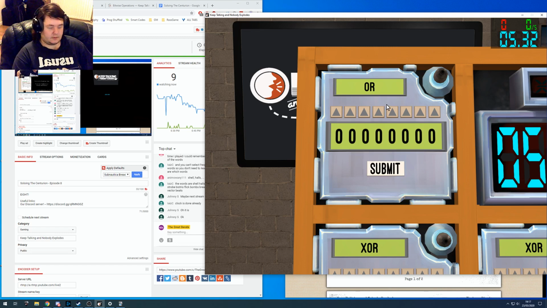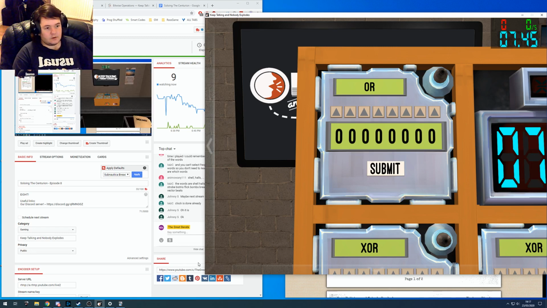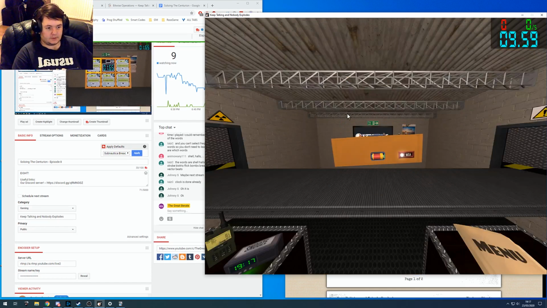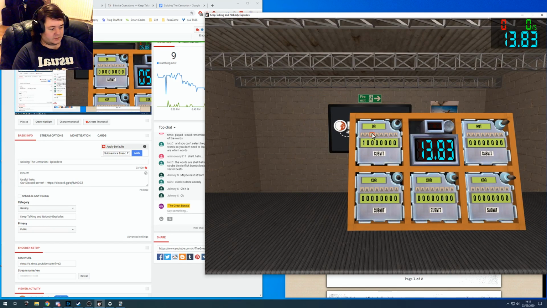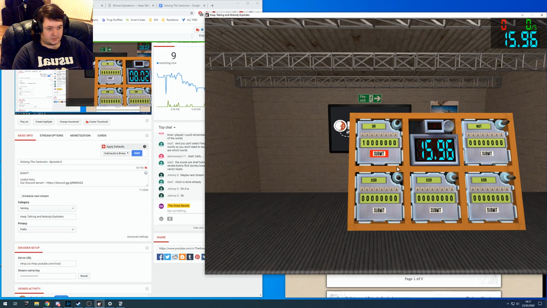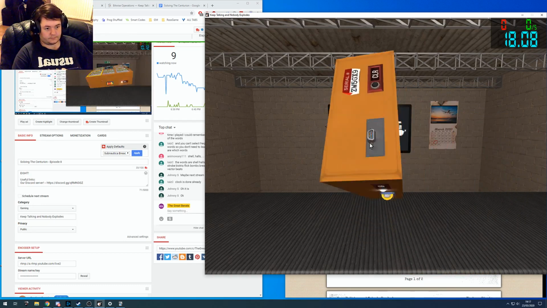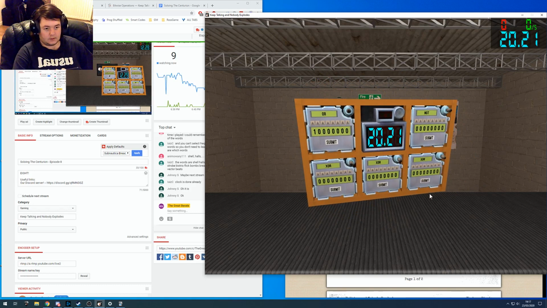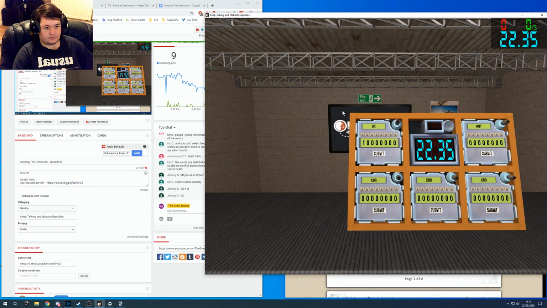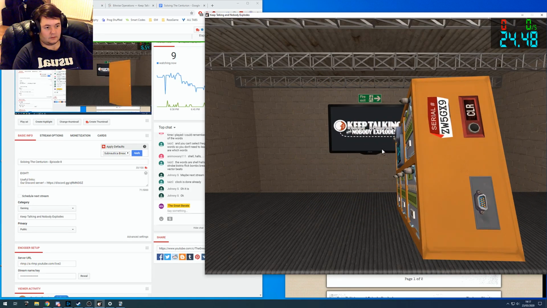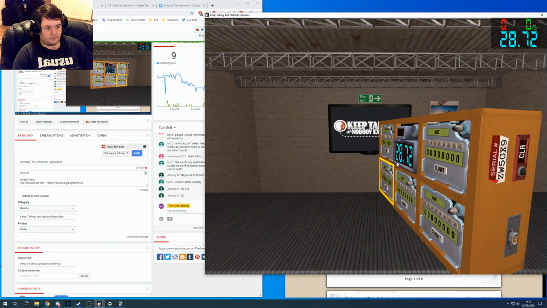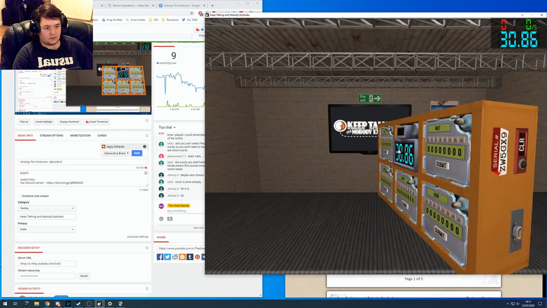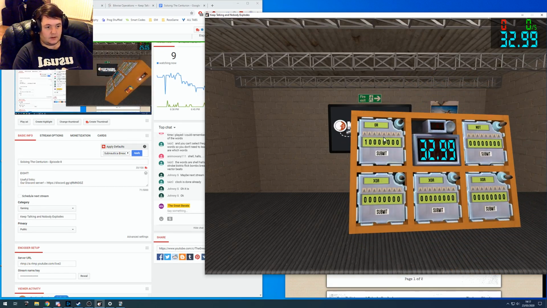Okay, so no double A's or at least 1 D. Yep. So that's the batteries. The ports is a parallel or 3. Nope. And then the other stuff would be a lit NSA. Nope. Or 2 or more battery holders. Nope. And then we get a point.